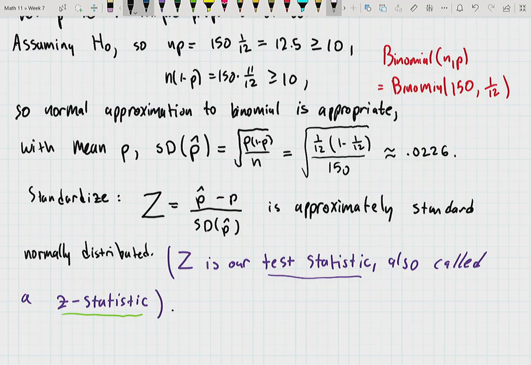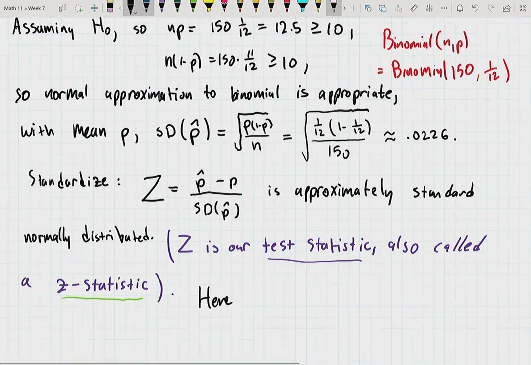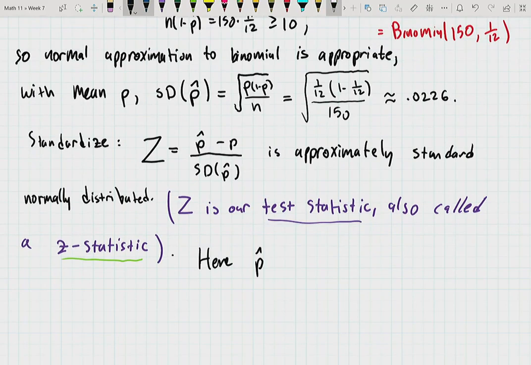Okay, for our sample, we have a value for p hat, an actual observation of what the sample proportion was, and it was 19 out of 150, which is about 0.1267. By the way, p, which we are supposing is 1/12, is about 0.0833.